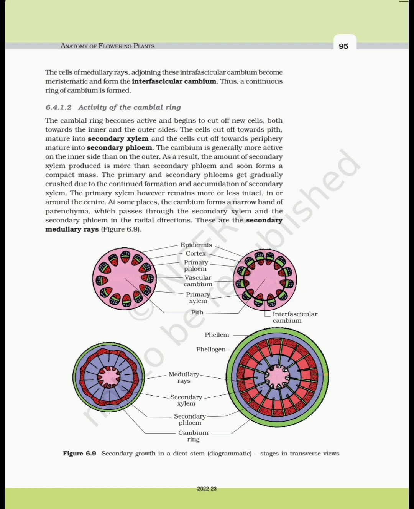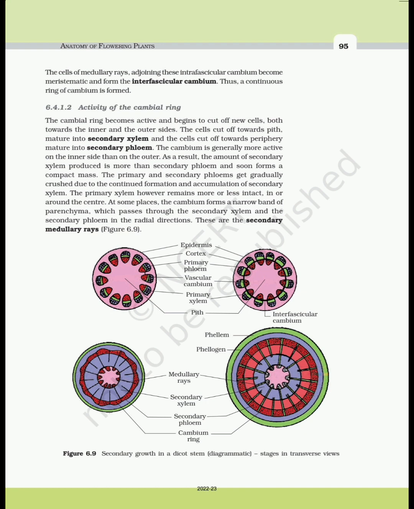6.4.1.2 Activity of the cambial ring. The cambial ring becomes active and begins to cut off new cells, both towards the inner and the outer sides. The cells cut off towards pith mature into secondary xylem and the cells cut off towards periphery mature into secondary phloem. The cambium is generally more active on the inner side than on the outer. As a result, the amount of secondary xylem produced is more than secondary phloem and soon forms a compact mass.